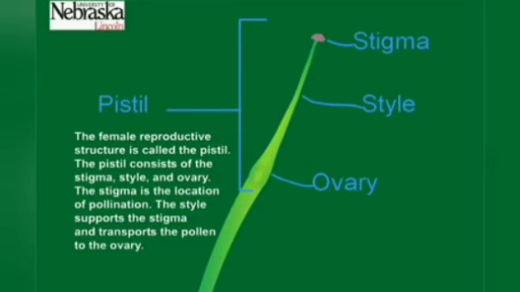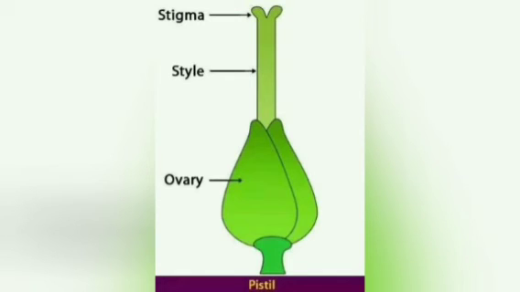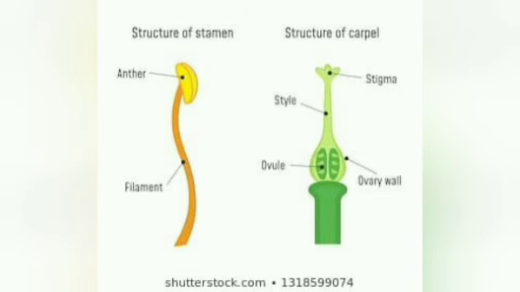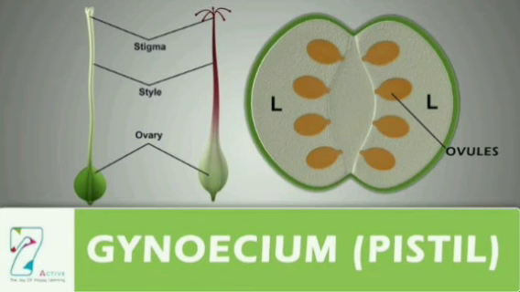Now if you see, there is a stigma which is very sticky, then the style is there, and then inside it you have the ovary. Now if you see both the stamen and the carpel side by side, you will see the ovary part. If we cut open the ovary part, inside we have the ovary walls, and inside that we have small ovules which are very important for reproduction.